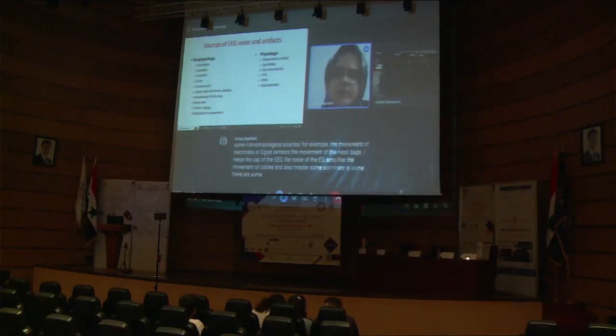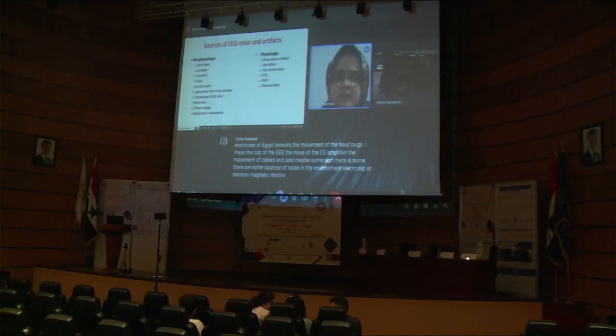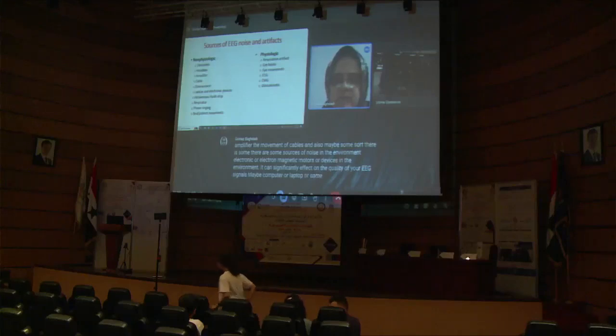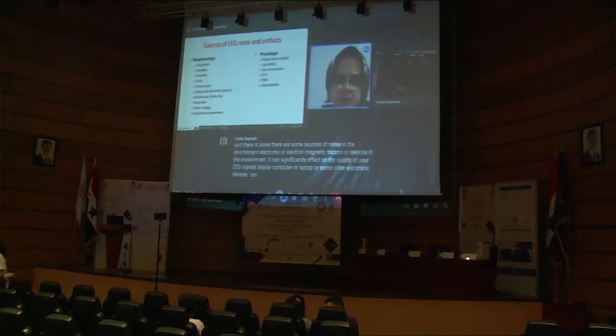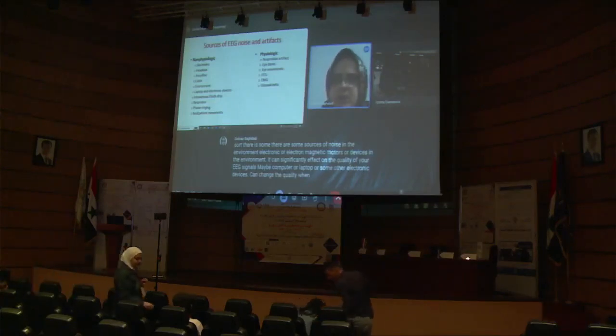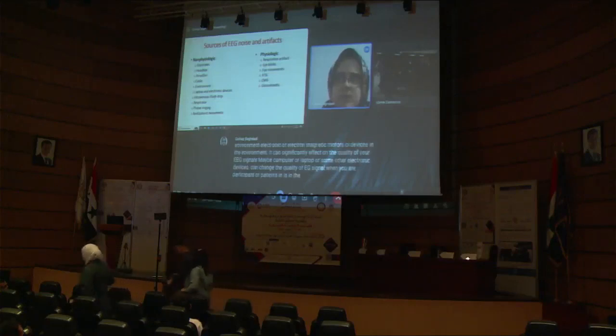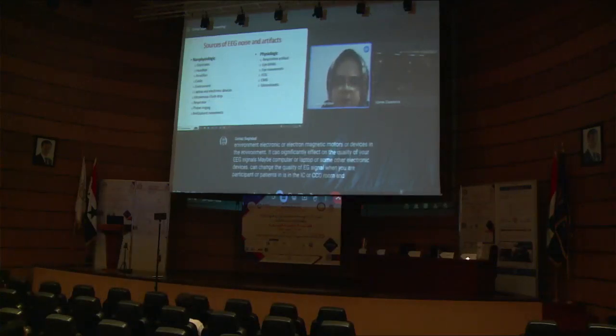There are some sources of noise in the environment. Electronic or electromagnetic motors or devices in the environment can significantly affect the quality of your EEG signals. Maybe a computer, laptop, or some other electronic devices can change the quality of the EEG signal. When your participant or patient is in the ICU or CCU room, and there is some intravenous equipment or a respirator, or maybe bed vibrations, they can affect the patterns of your EEG signals. And also phone ringing is a strong artifact that can change the EEG activity.